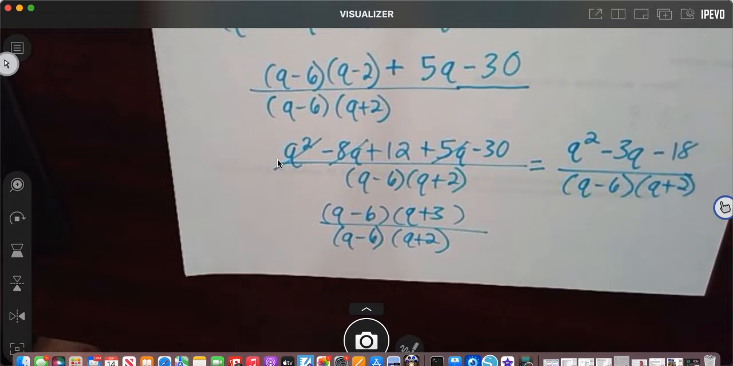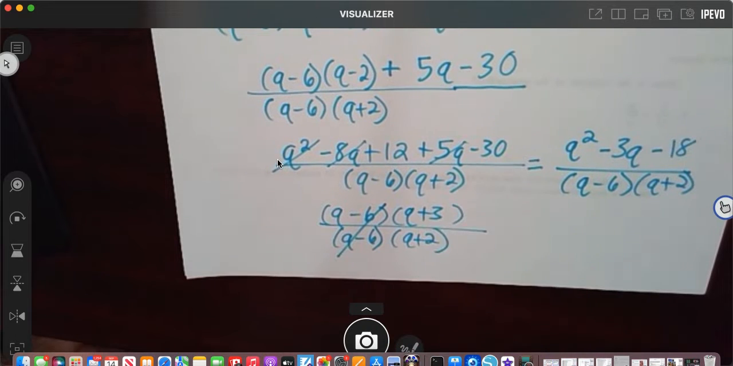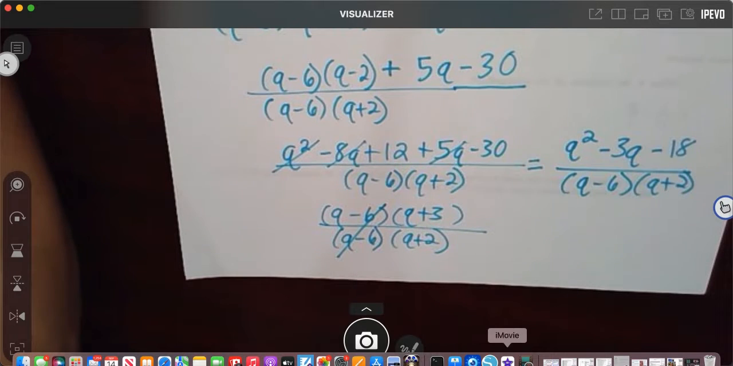And then you should see your answer on your paper. Okay? Because what happens is these cancel out. And you would see that answer on your paper. And I'm going to stop. I still like this.